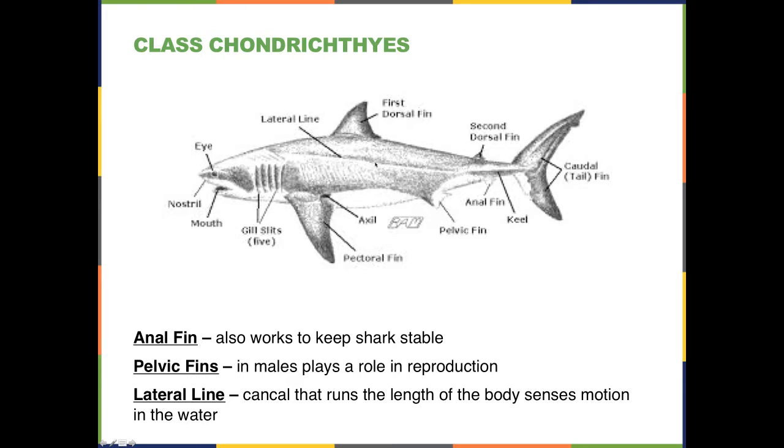There's also this area that runs along the side of the shark called the lateral line. The lateral line runs along this area, and it senses motion in the water, and it's what tells a shark that there's something injured or damaged in the water. And it also tells it that there are people in the water, because when people swim, their swimming activity is very similar to an injured fish.